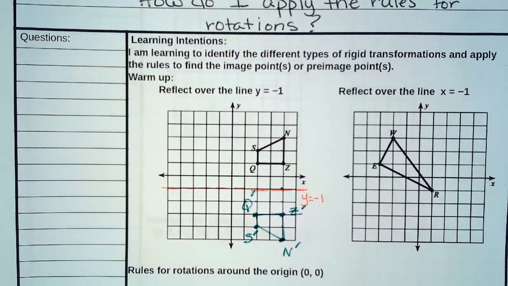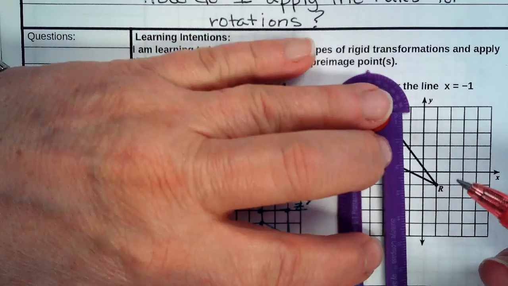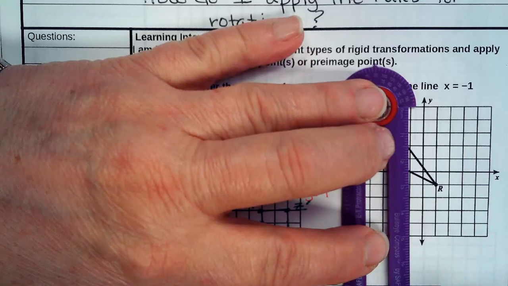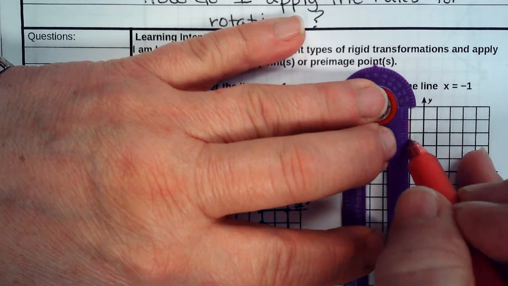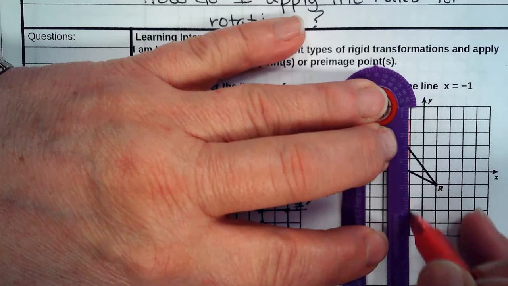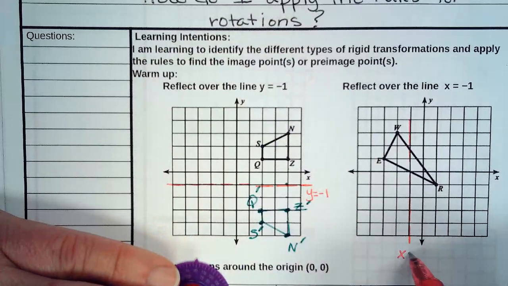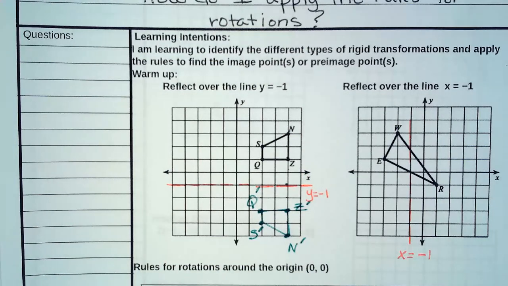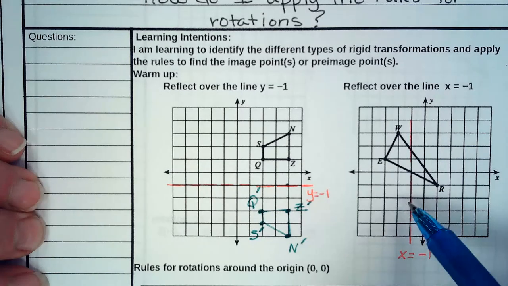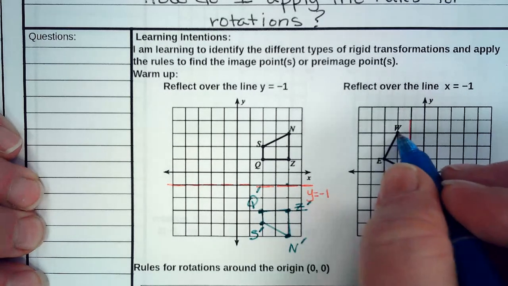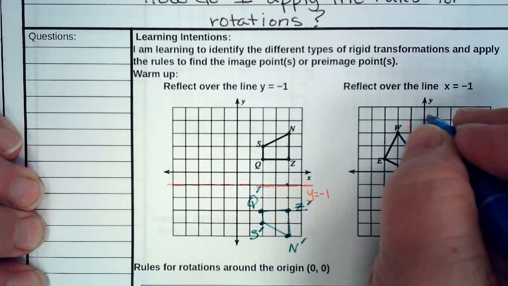Okay, if y is equal to is that horizontal line, x is equal to is what kind of a line? Vertical would be the correct answer. So where is x equal to -1? Once again, you have to do the counting. It's quick and easy. I count to the line that I'm reflecting over. I've got W is 1. I come over here. This is my W prime.